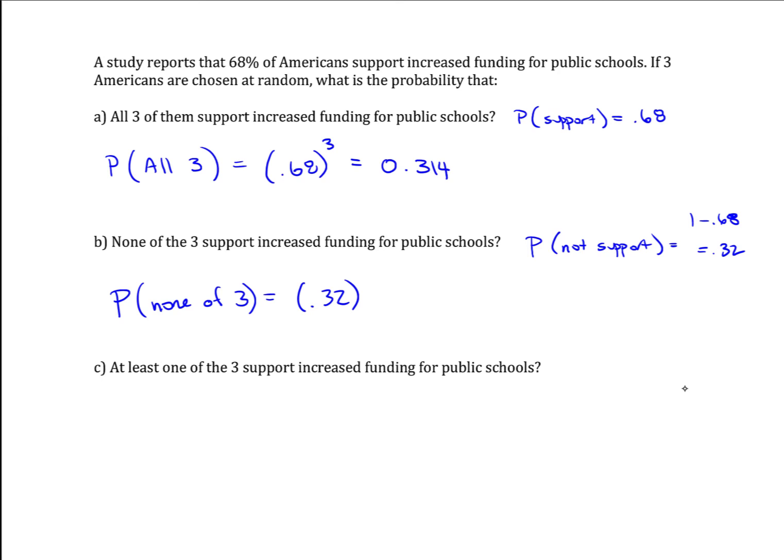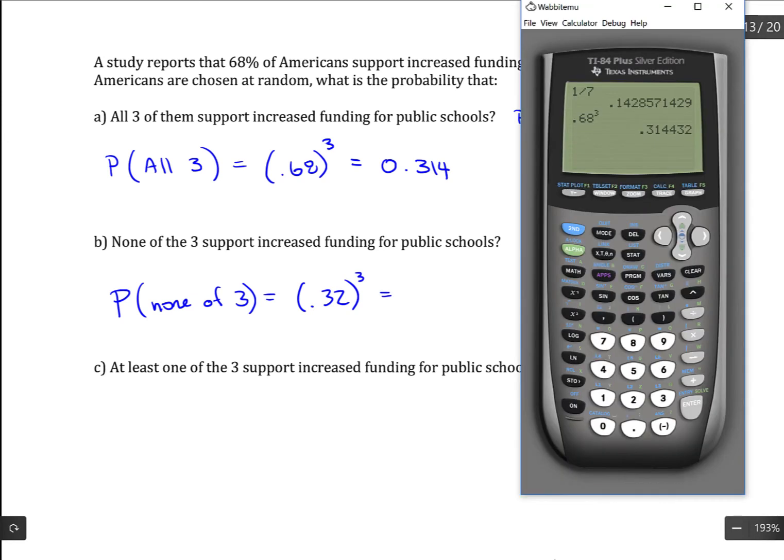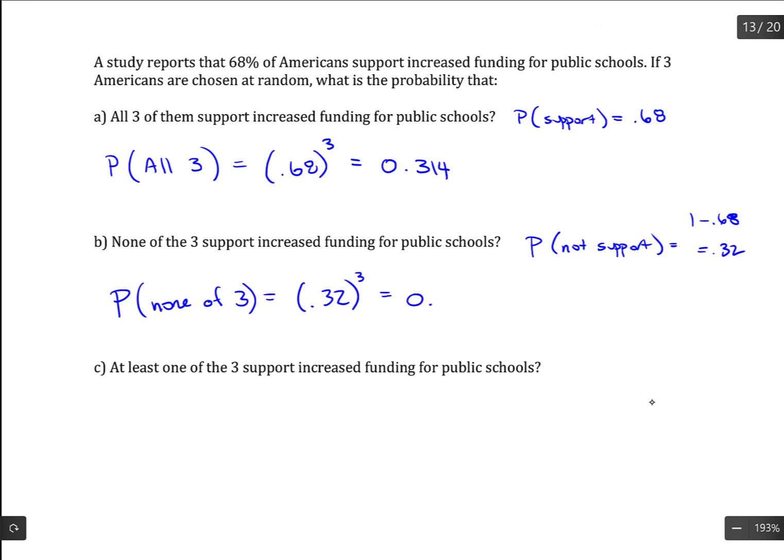The probability that the next person out of the 3 does not support it is still 0.32, and the same for the third. So in this case, we just need to take 0.32 to the third power, which is 0.033.